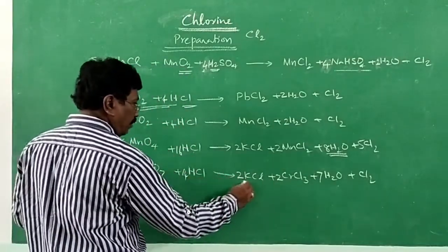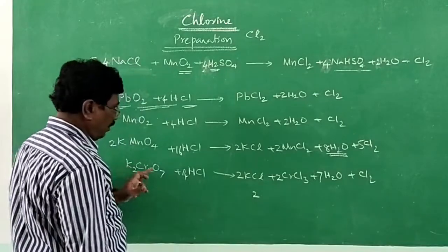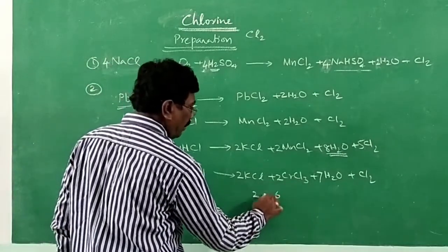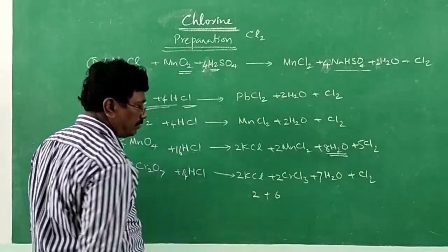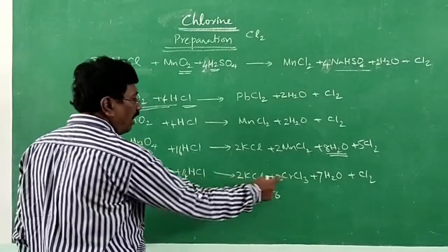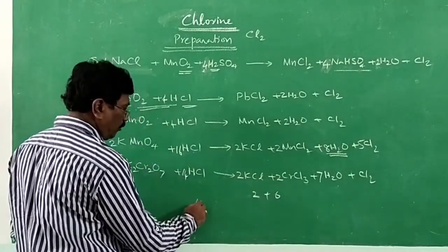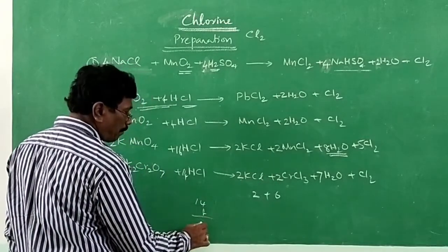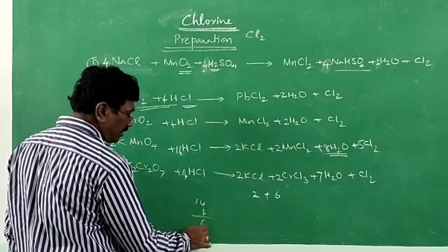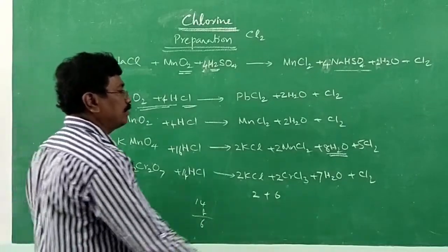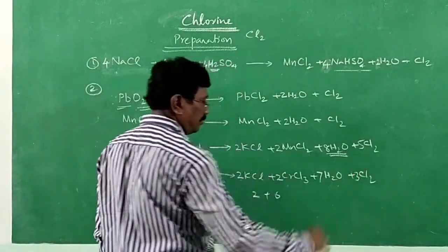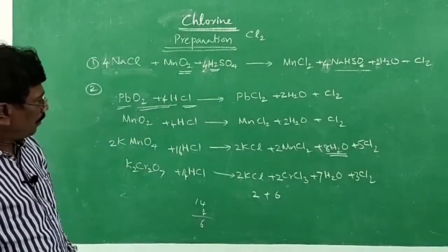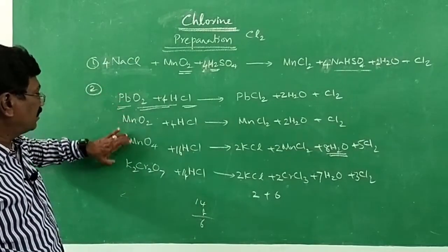2 KCl, 2 chlorine. 2 CrCl3, 6 chlorine. Totally 8. Out of 14, 8 are with potassium and chromium chloride. Remaining how many? 6. Therefore 3Cl2.